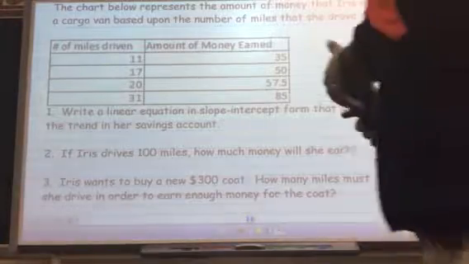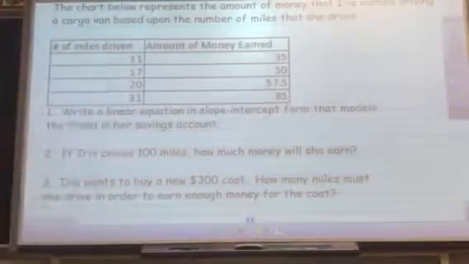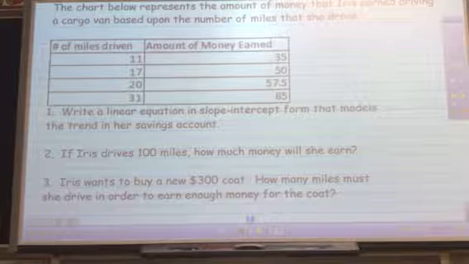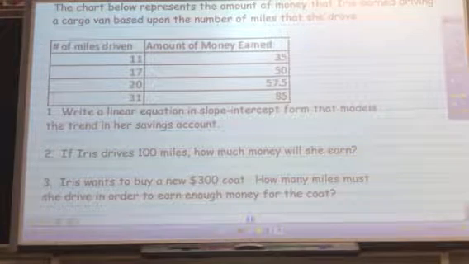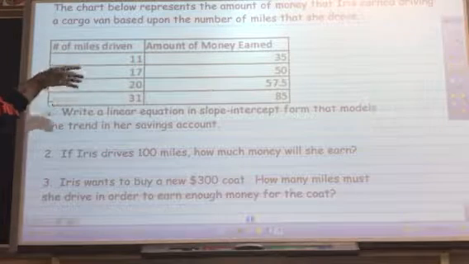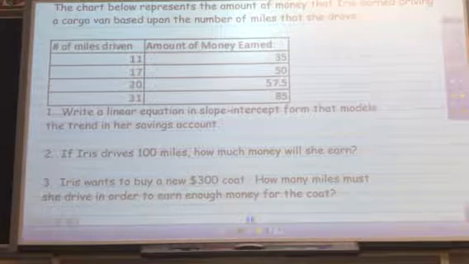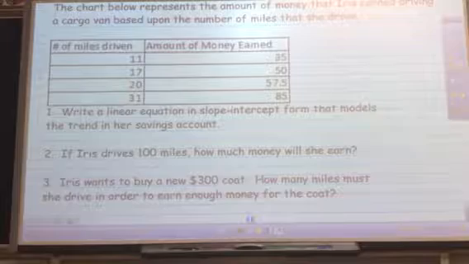All right, remember, read the problem first. Okay, the chart below represents the amount of money that Iris earned driving a cargo van based on the number of miles that she drove, and then it gives us a chart. Now this one gives us 4 data points. I don't need them all, but it does give me 4 data points.